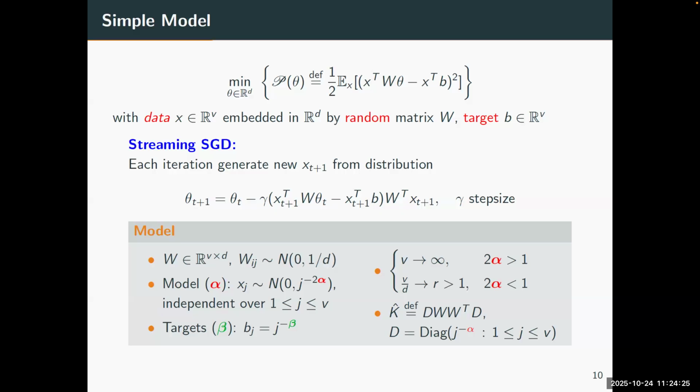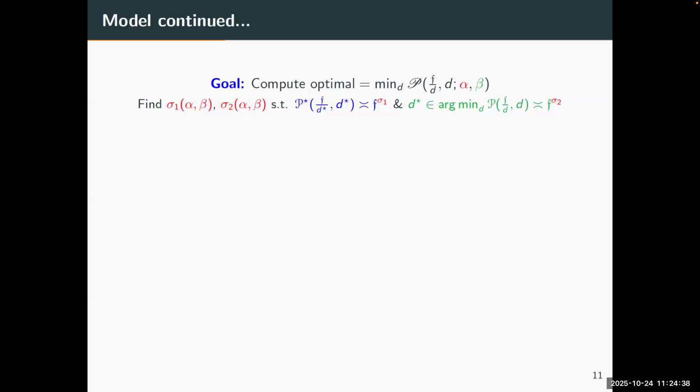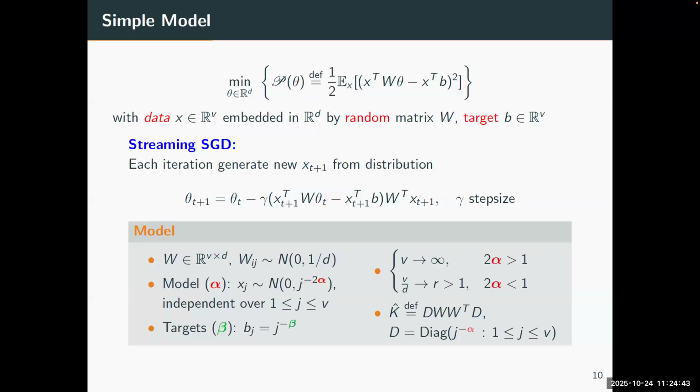My targets, I'm also going to have a power law distribution on them. Okay. And the main thing which is going to matter here is this matrix D W W transpose D, where D is a diagonal matrix. Okay? And so the goal of compute optimal, yeah. Oh yeah, my target is X transpose B. B is going to be a vector which has as entries J to the minus beta. You can make this normal too. You can make it random. It doesn't matter.